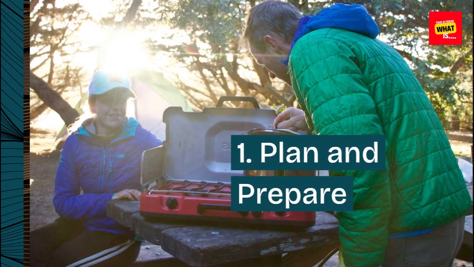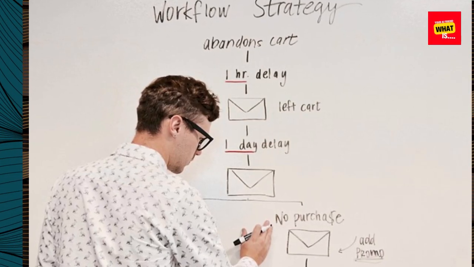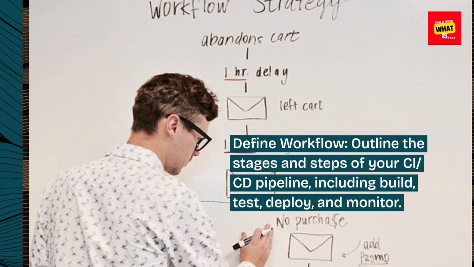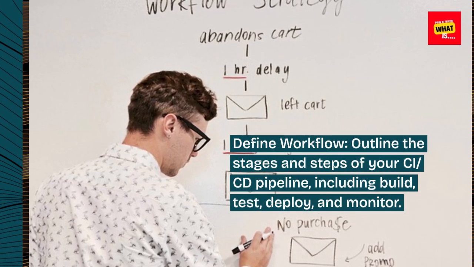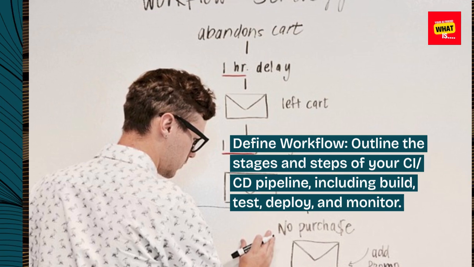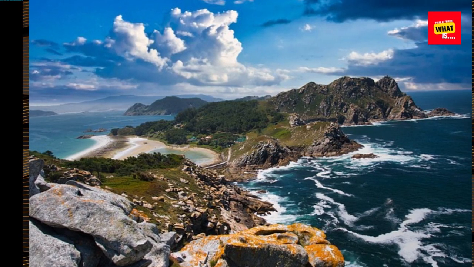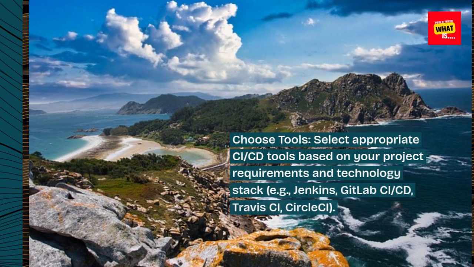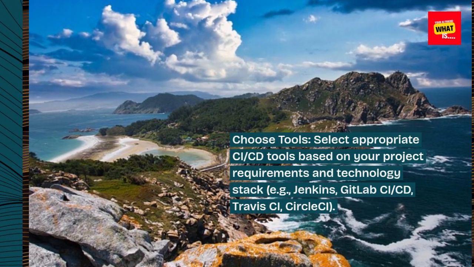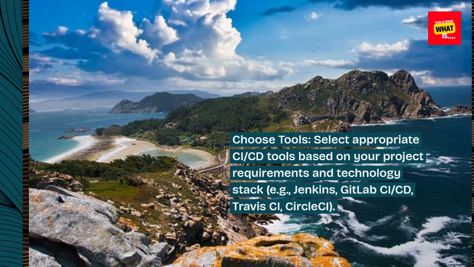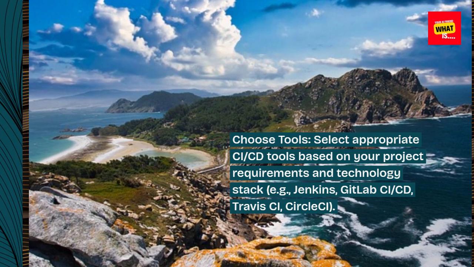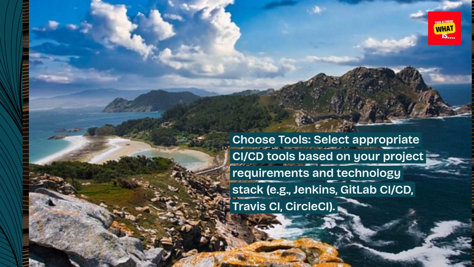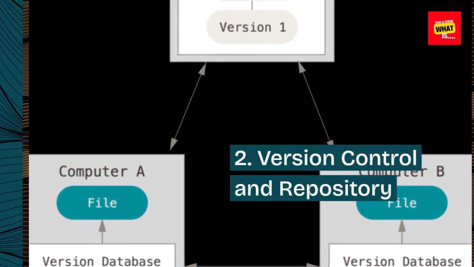1. Plan and prepare. Define workflow. Outline the stages and steps of your CD pipeline, including build, test, deploy, and monitor. Choose tools. Select appropriate CD tools based on your project requirements and technology stack, e.g., Jenkins, GitLab CI/CD, Travis CI, CircleCI.